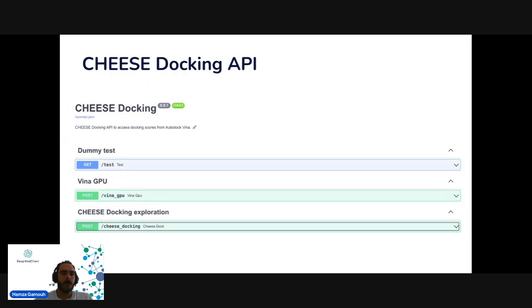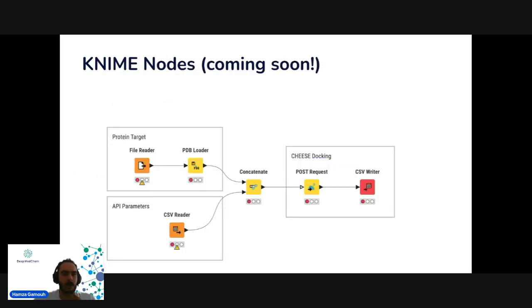So now I will introduce the cheese docking API. The cheese docking API will soon be available in cheese on premise, and it actually has two API calls. One is Vina GPU, which docks a set of ligands against a target, to which you can upload your PDB structure. And we have the cheese docking exploration process.